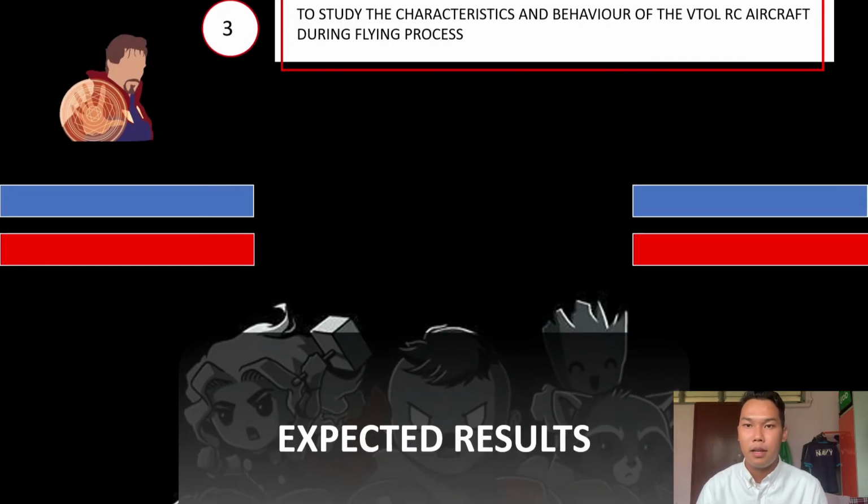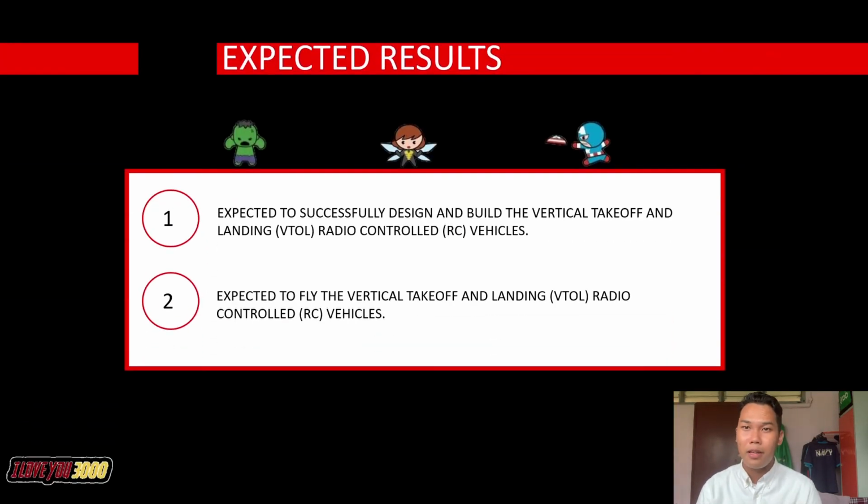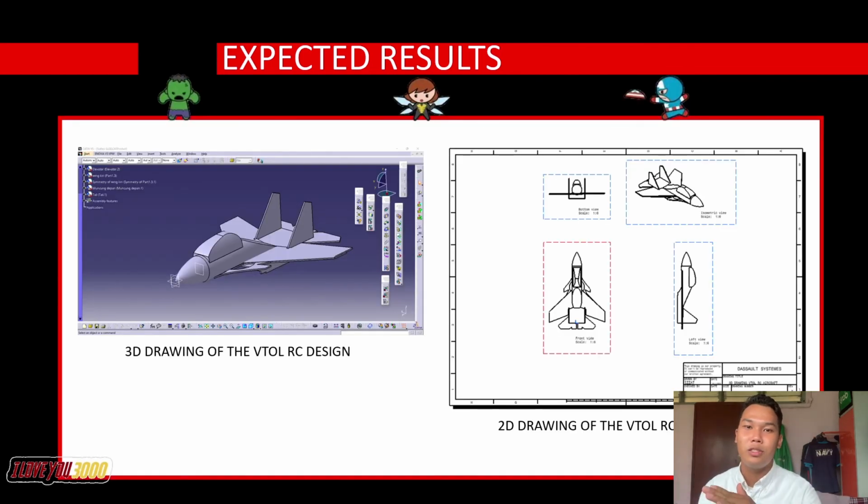The expected result: we expect to successfully design and build this vertical takeoff and landing radio control VTOL RC aircraft by the end of next semester, FYP 2, and the second is we expect to fly the vertical takeoff and landing RC vehicle. This includes both 3D drawing and 2D drawing, where the 2D is for the drafting and the dimensions of my VTOL RC design.